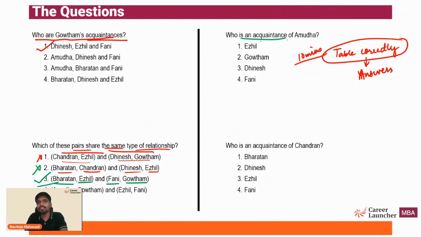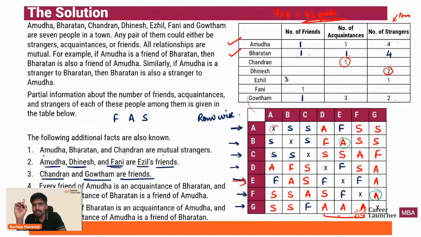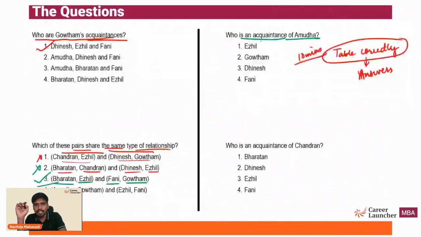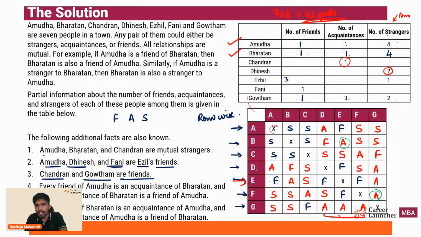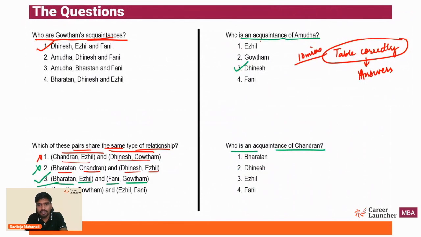Who is an acquaintance of Amuda? There is only one acquaintance that Amuda has. Let us find out who that is. It is D. So Dinesh is an acquaintance of Amuda. Who is an acquaintance of Chandran? Who is an acquaintance of C? There is also exactly one acquaintance to C, that is F. Funny is the acquaintance to C. So that's all. That's about the entire set, guys.